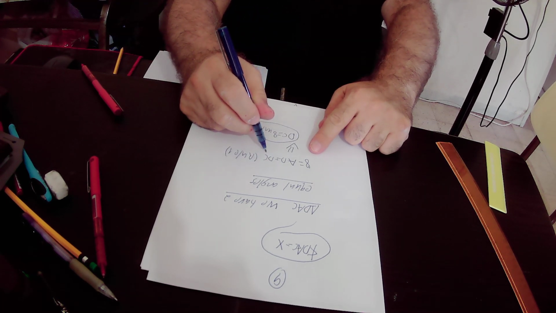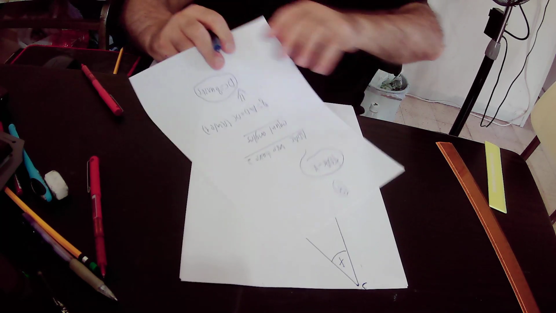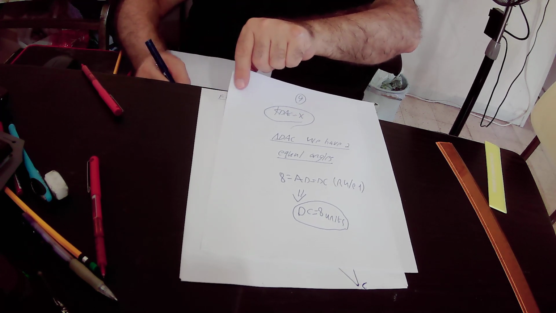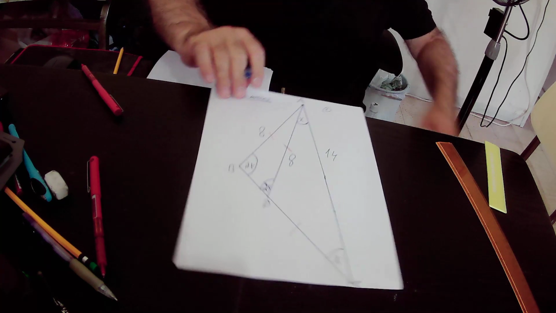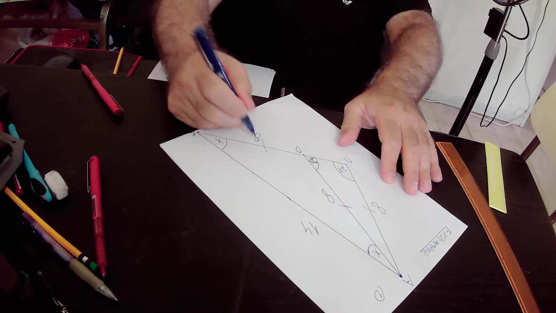From this equality we can deduce that DC equals 8 units. So we can write here that DC equals 8 units.